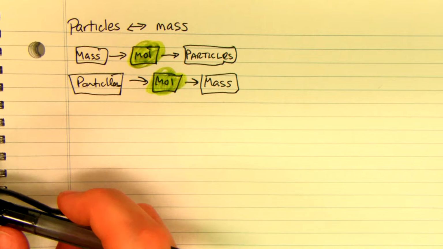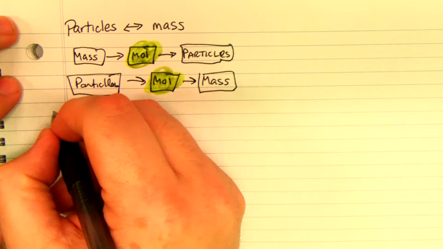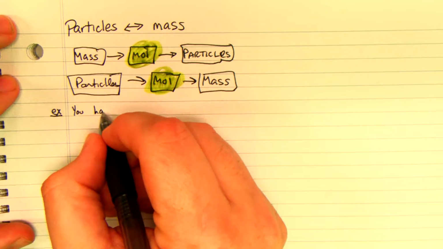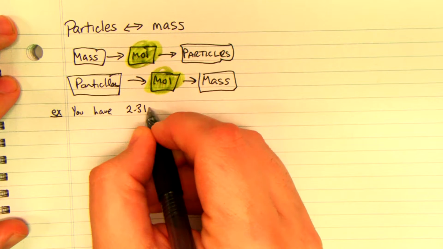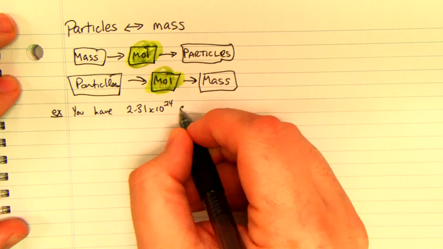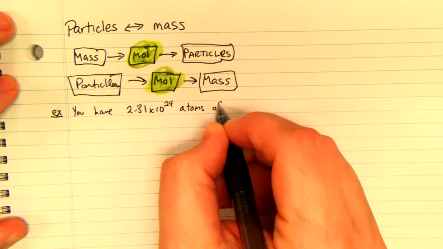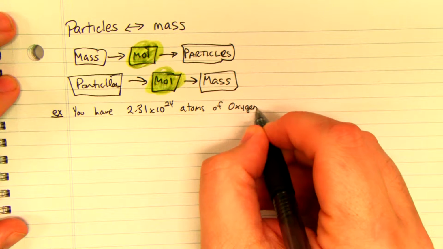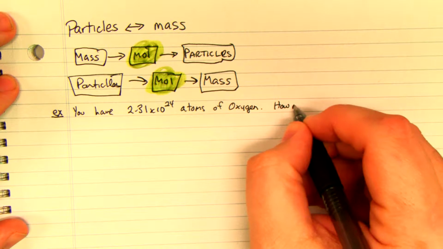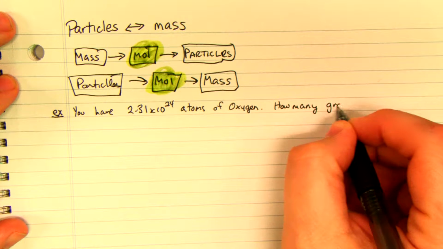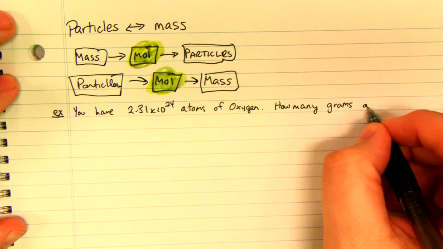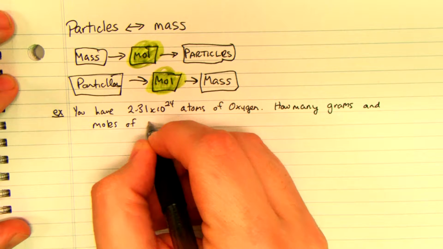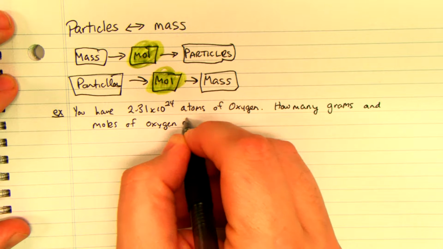Now, let's say we have an example. And this example says you have 2.31 times 10 to the 24th atoms of, let's say, oxygen. How many grams and moles of oxygen do you have?